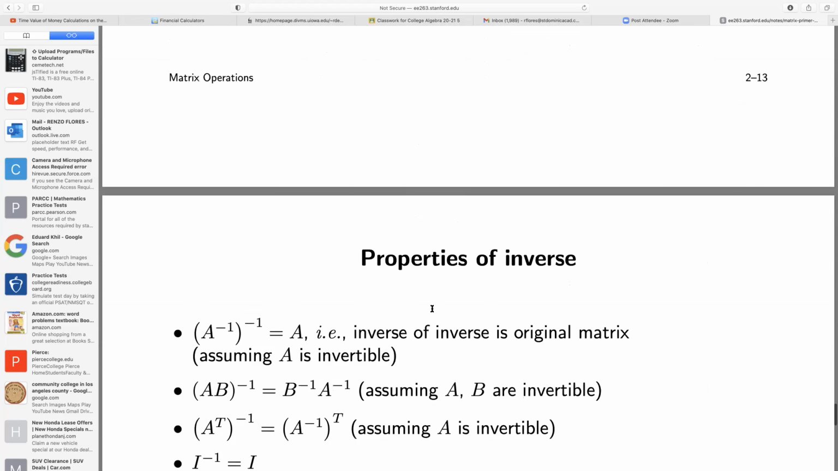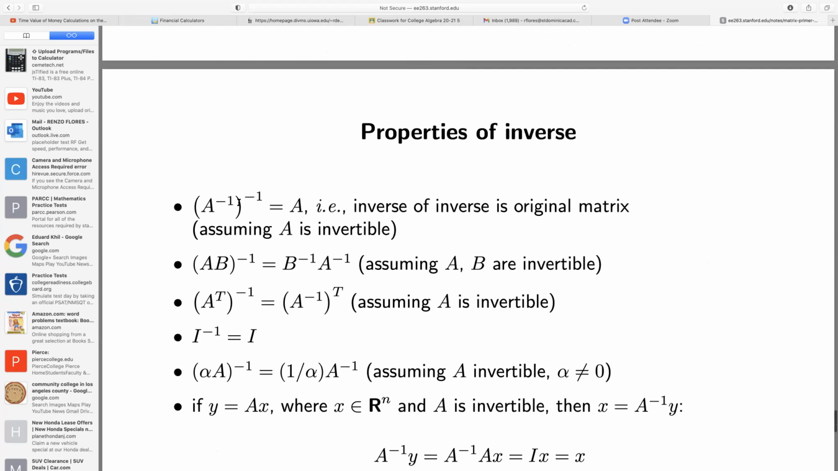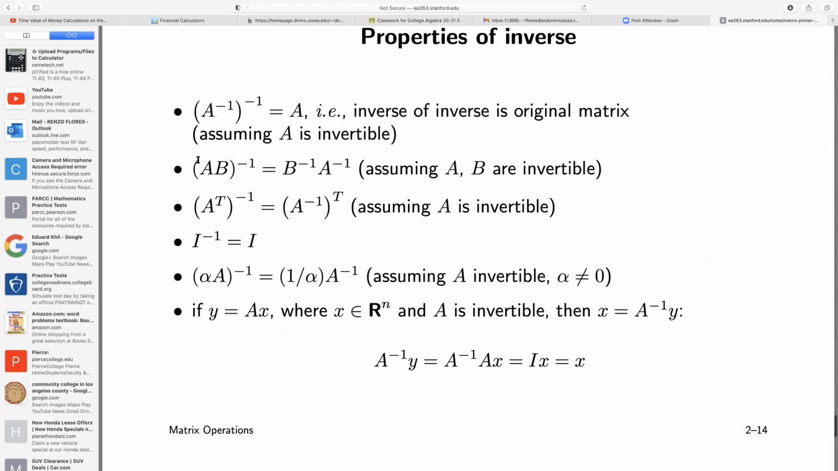It's not for me. So here they talk about A inverse. A times A inverse is just the identity, right? You should know that by now. What happens with (AB) inverse? The order changes, right? So that would be B inverse A inverse. A transpose inverse is the same as A inverse transpose, right? You can assume that the inverse of the identity is just the identity, right?